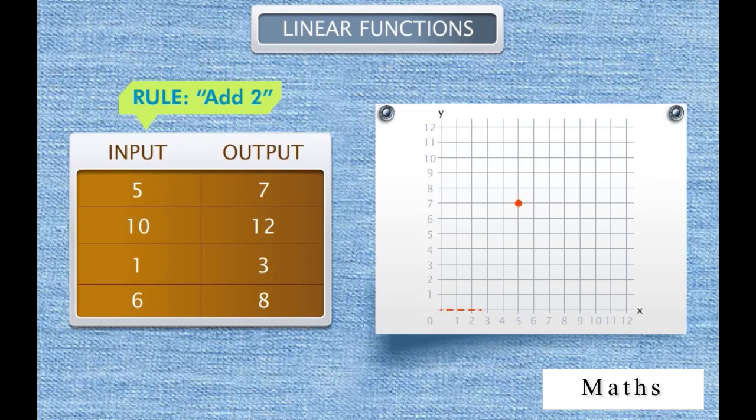Now, for x equals 10, we get y equals 12. Similarly, for x equals 1, we get y equals 3, and for x equals 6, we get y equals 8. Now, join these points to get the linear graph. We could write this relationship or function like this: y equals x plus 2. This statement works for every input-output in the table.